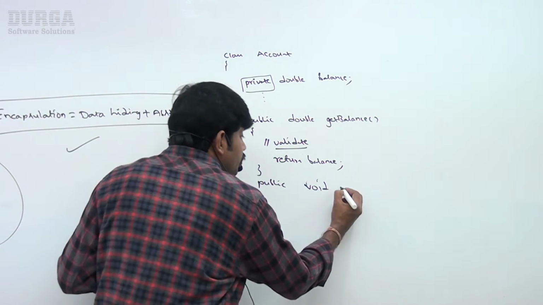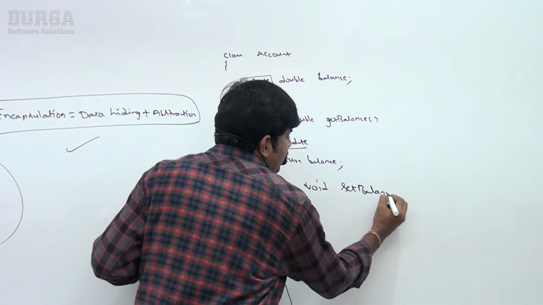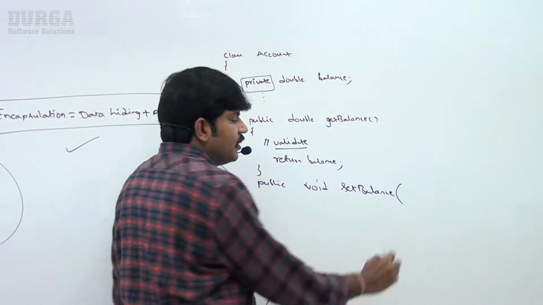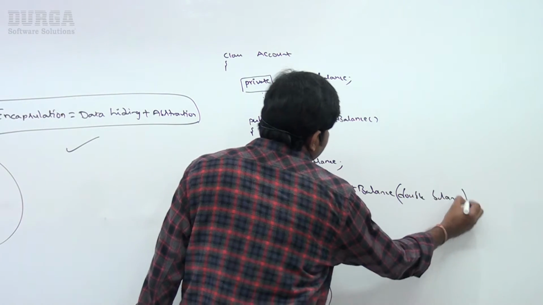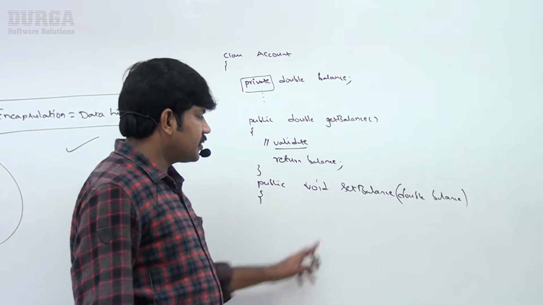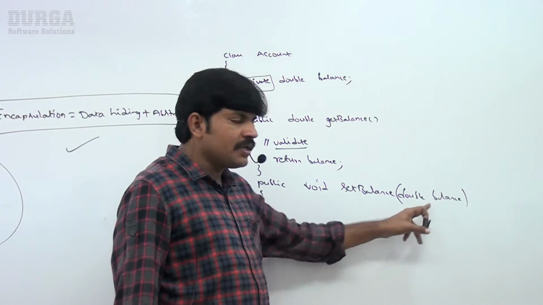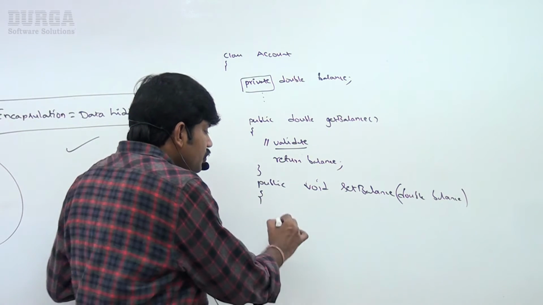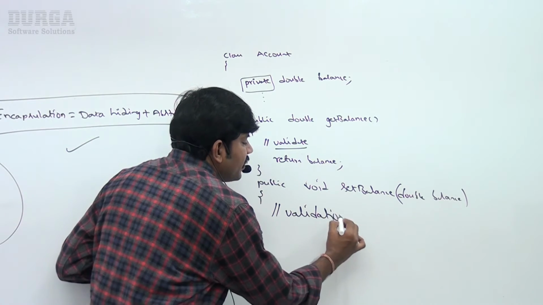Withdraw operation. Assume that, sir. Or, sir, I want to change my balance. Set balance, double balance, like this, right? Okay. Boss, can you please withdraw so and so amount? Or can you please deposit so and so amount? So here also you can perform the required validations.